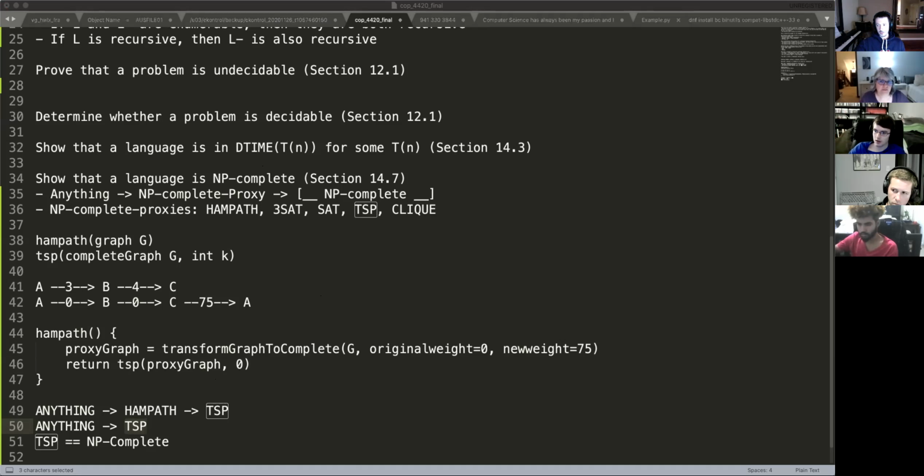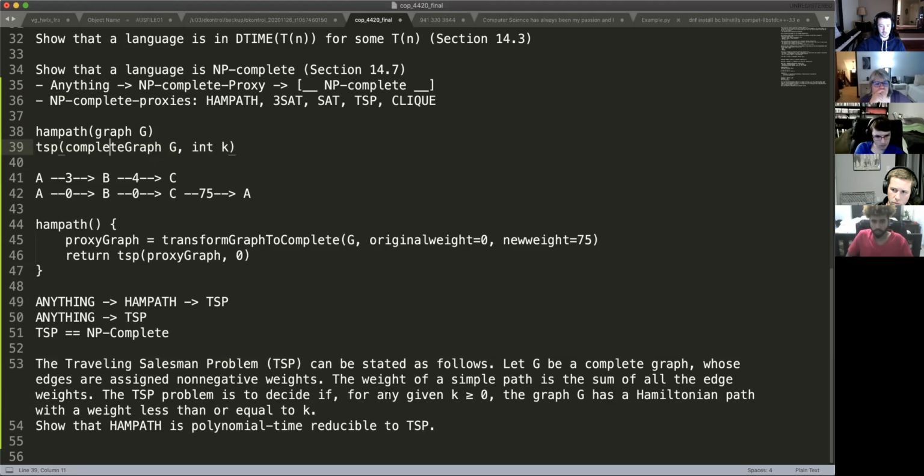Okay. This is the question. It says the traveling salesman problem can be stated as follows. Let G be a complete graph, and complete is the keyword here. Let G be a complete graph whose edges are assigned non-negative weights. The weight of a simple path is the sum of all the edge weights. I mean, we know that. The TSP problem is to decide if for any given K, so there are two givens for TSP, two arguments.